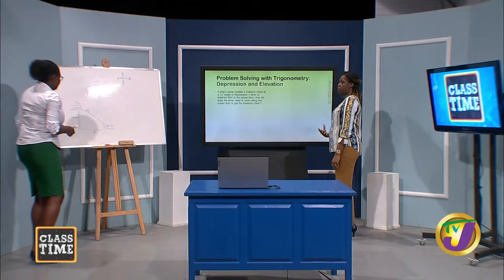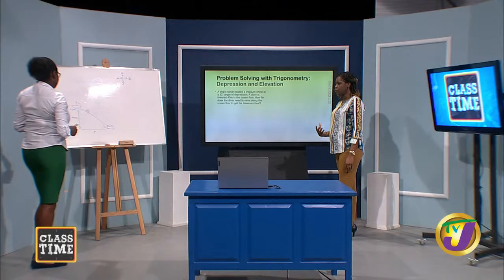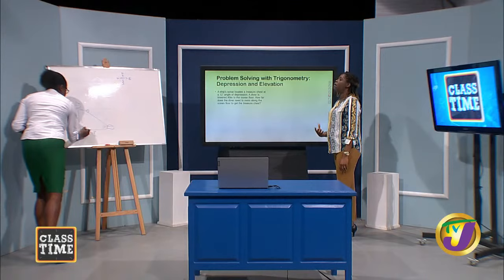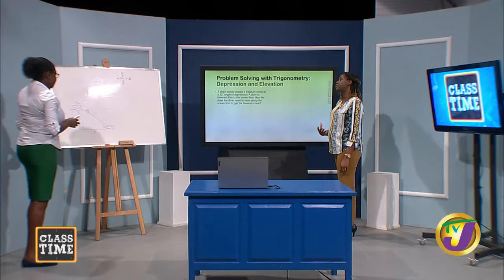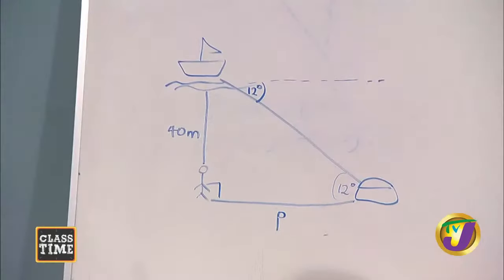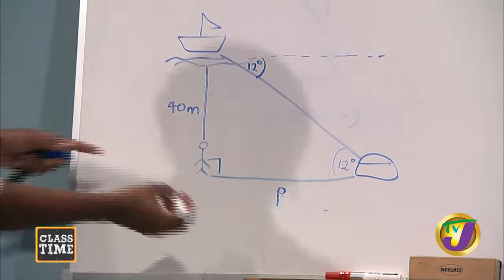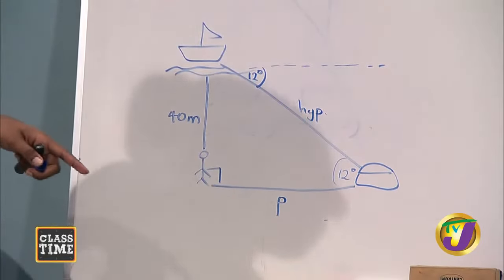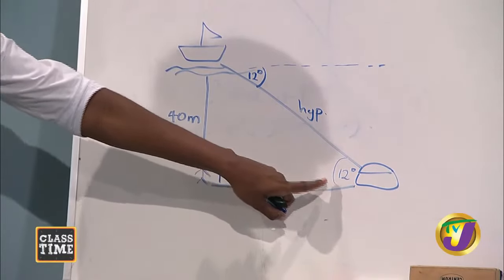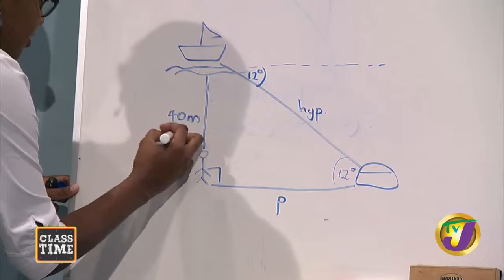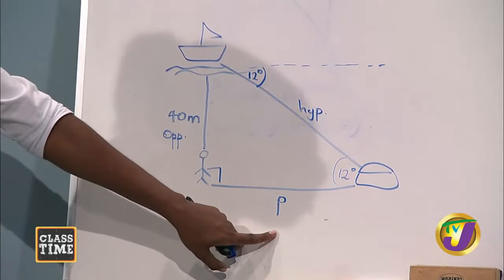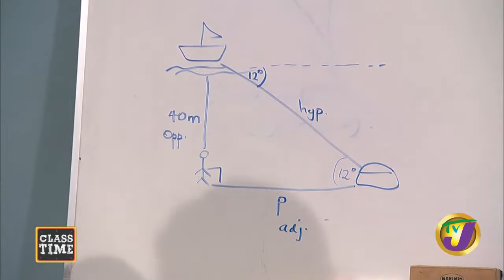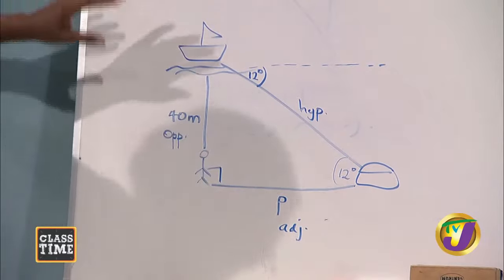So which ratio could we use? All right. Do we have enough information here? Yes, we do. So this would be the right angle right there. So I have my right triangle. Hypotenuse side would be here. So if my angle is 12 degrees, this would be my opposite. And this would be the adjacent.